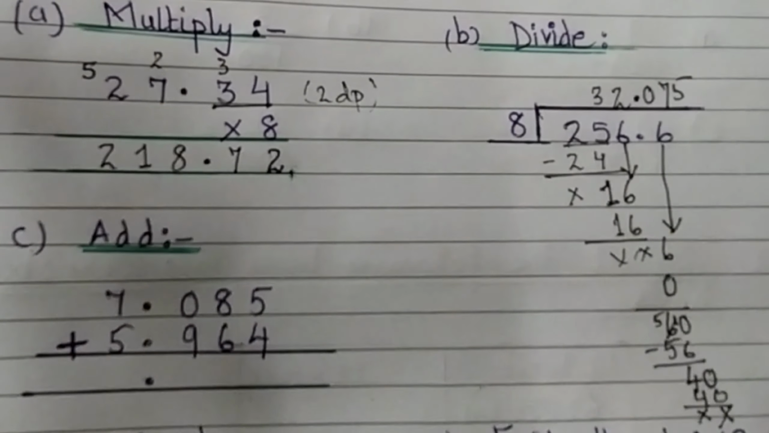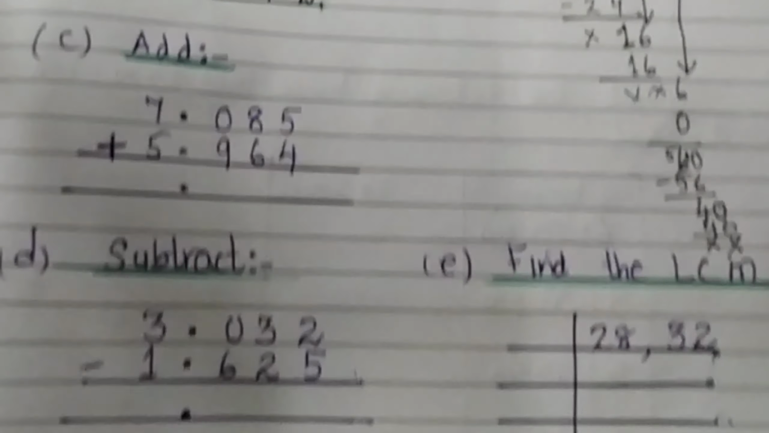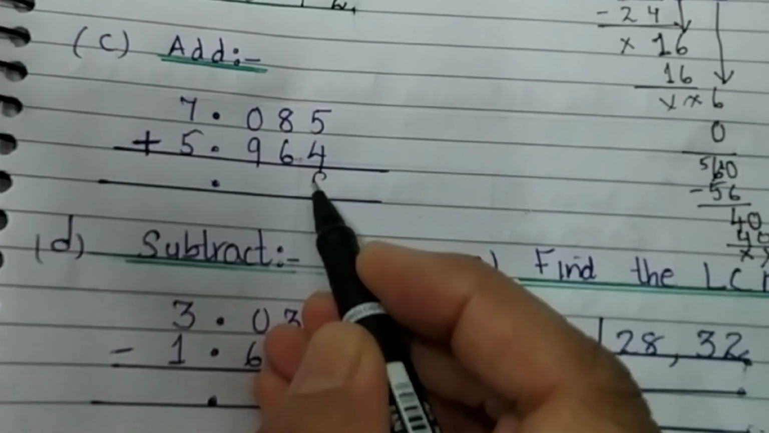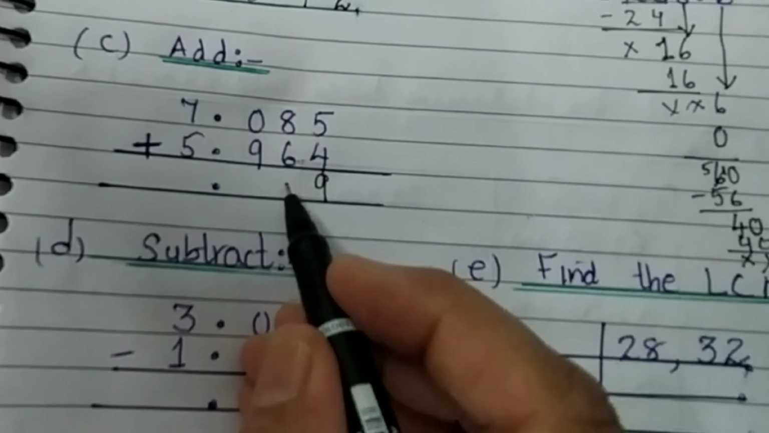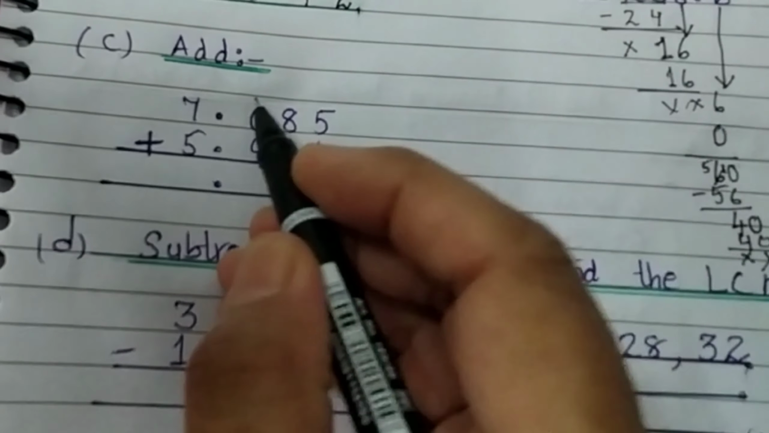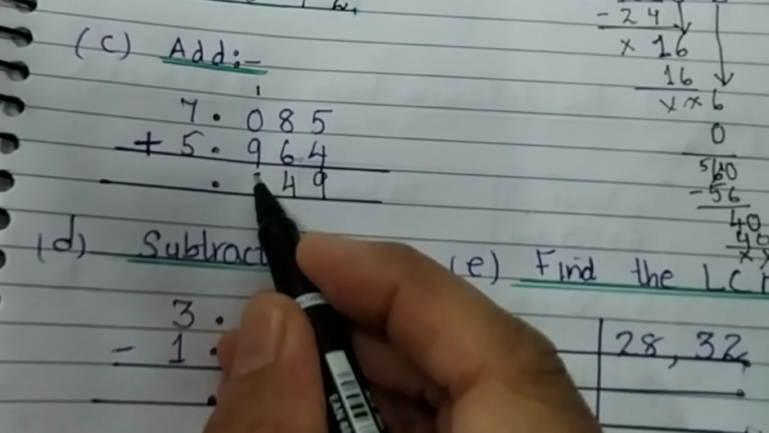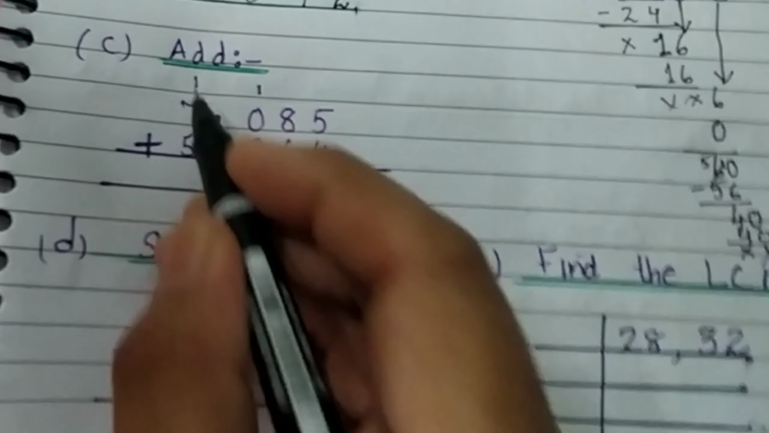All right, let's move on to the next part. The next question here, addition of decimals. 5 plus 4 is giving us 9. 8 plus 6 is giving us 14. Move up the 1 here. 9 plus 1 is giving us 10. And I'll bring up the 1 here.